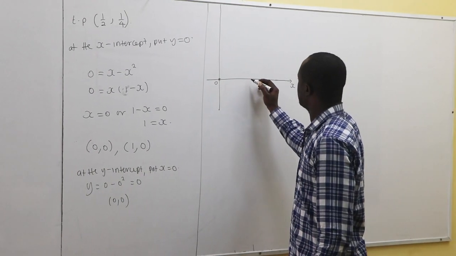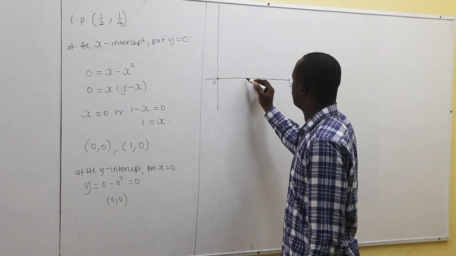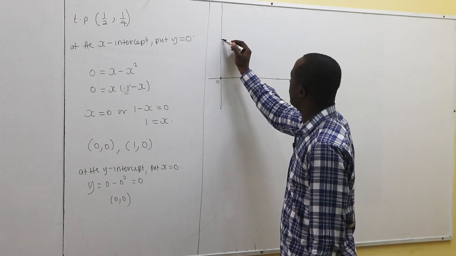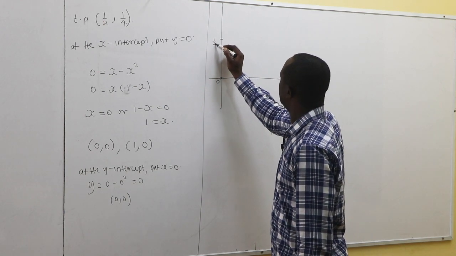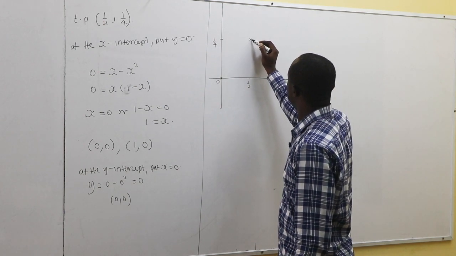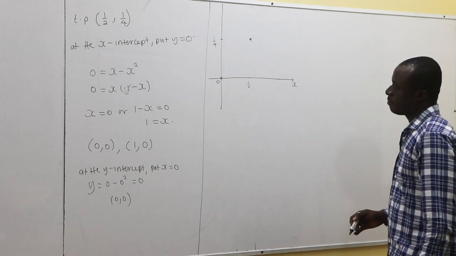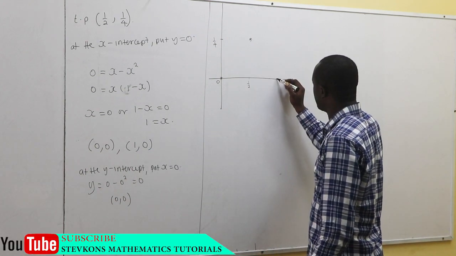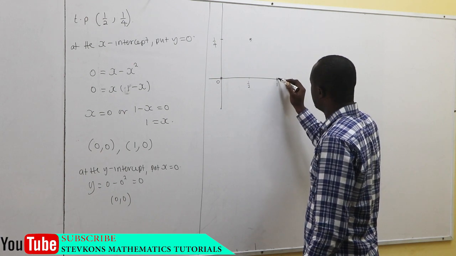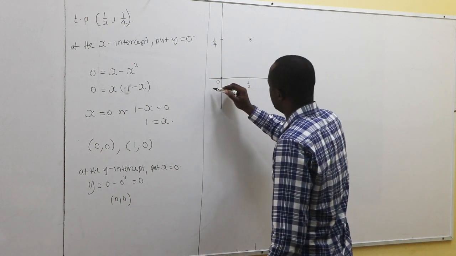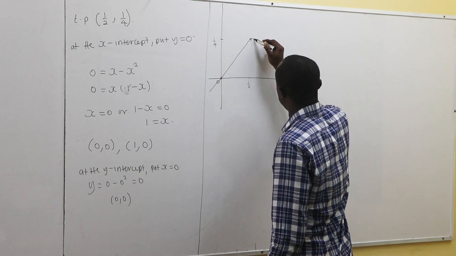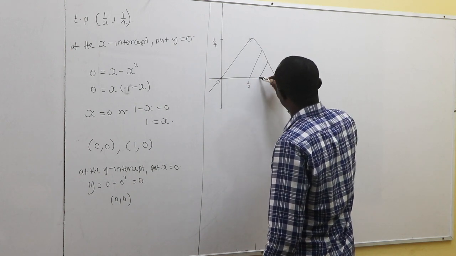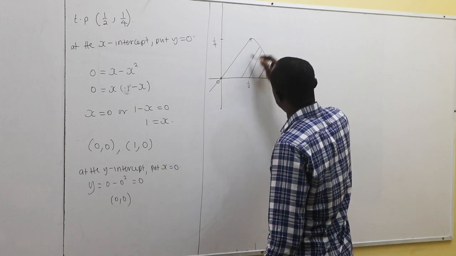Now, what is the turning point? When x is 1 over 2, y is 1 over 4. So the curve meets somewhere here. You have (0, 0) and you have (1, 0). So clearly this is how the curve will look, and we want to find the volume of this.